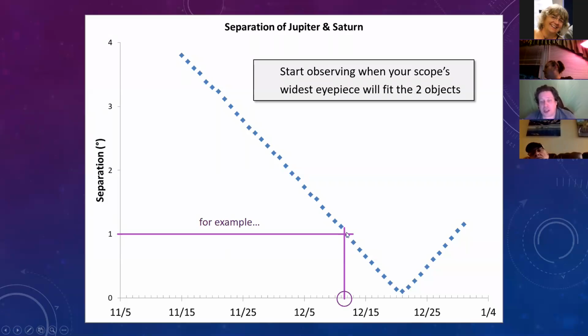I would suggest get out your telescopes and start observing around here. Even go out a couple of days before then. But keep in mind that before this date, Saturn and Jupiter will not be viewable at the same time through the telescope. So you can arm yourselves with when this magical date will be.